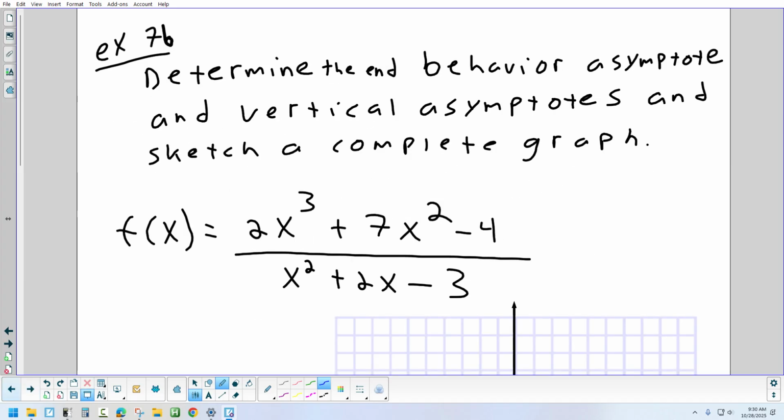I'm going to do another sketch, but let's just find the EDA here and the vertical asymptotes. So we'll find what we would need to do a sketch, but we're not going to sketch it. Okay, so first thing, what kind of EDA is this going to have? Will the degree be a degree 1 or a degree 2?